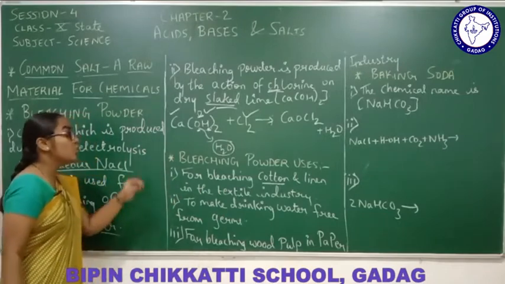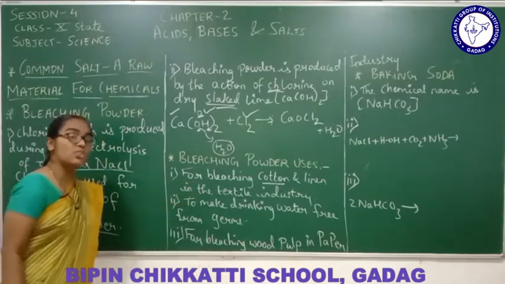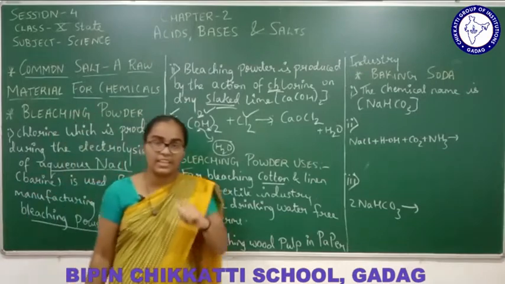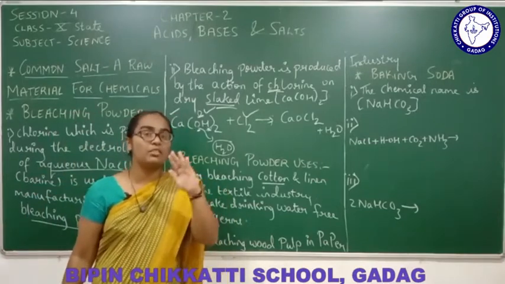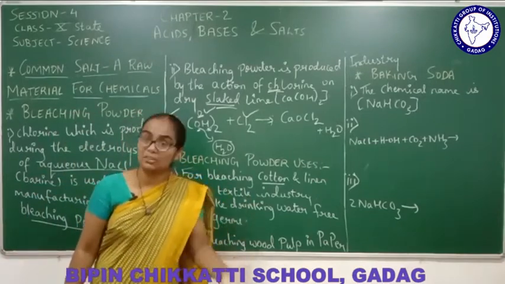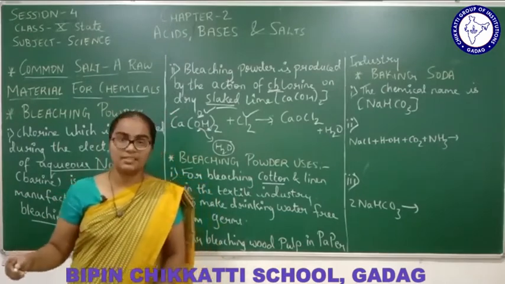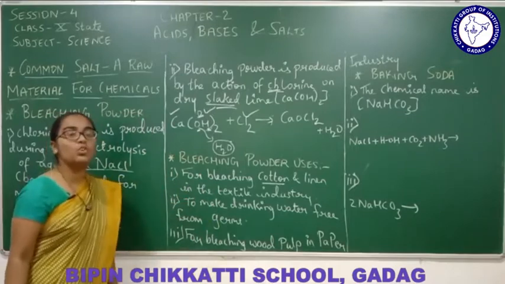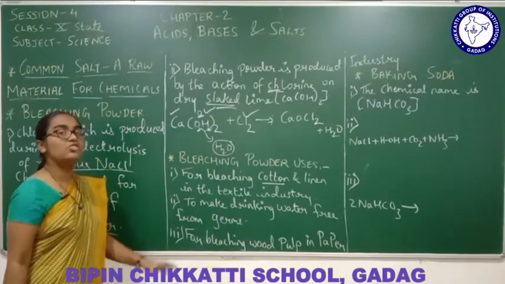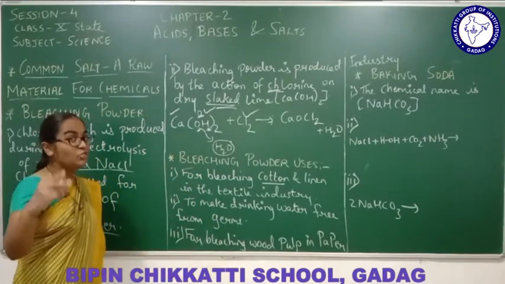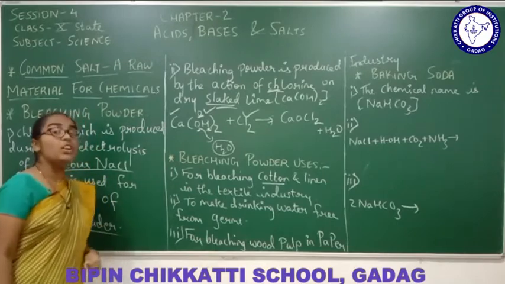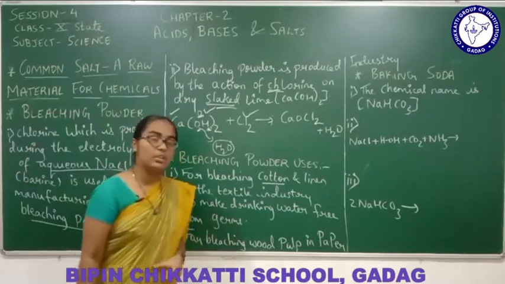Second use is to make drinking water free from the germs. Whatever drinking water we are drinking, if I want to make it free from pathogens or germs, the bleaching powder is used. Understanding my point? So to make drinking water free from germs or pathogens, that is the second use of bleaching powder. Third point, for bleaching wood pulp in paper, right?